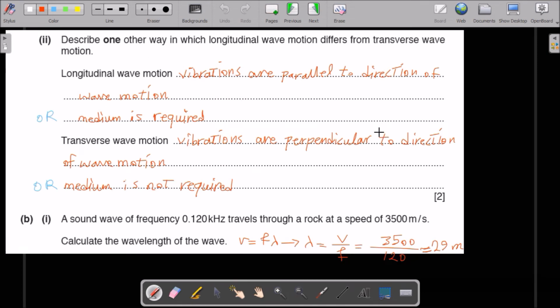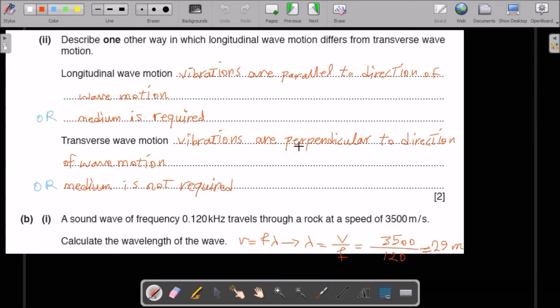Describe one other way in which longitudinal wave motion differs from transverse wave motion. You know that in longitudinal wave motion, vibrations are parallel to the direction of the wave motion. In a transverse wave, vibrations are perpendicular to the direction of the wave motion. So this is one difference. If you write it, you will get 2 marks.